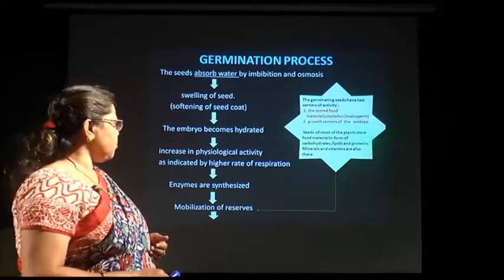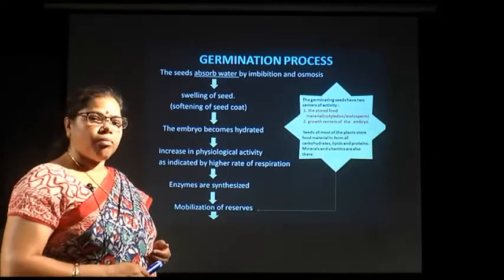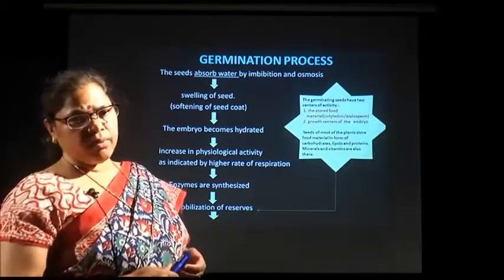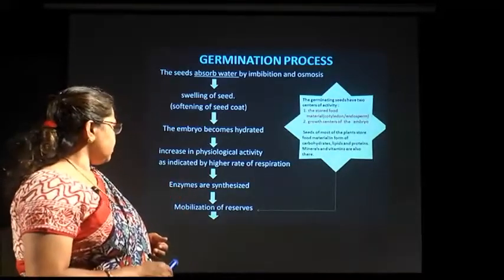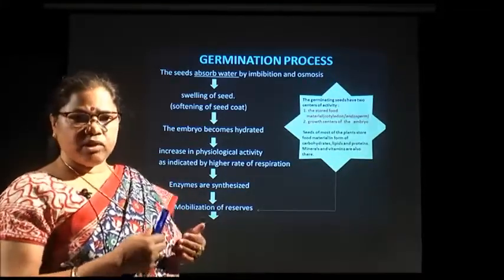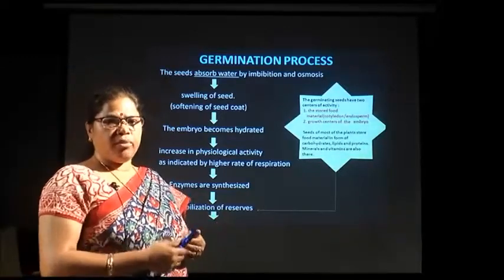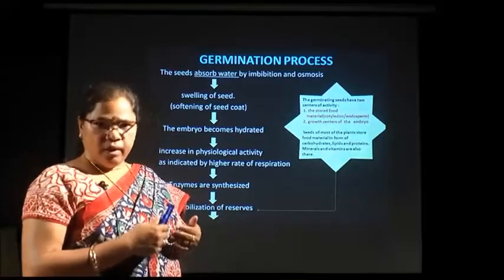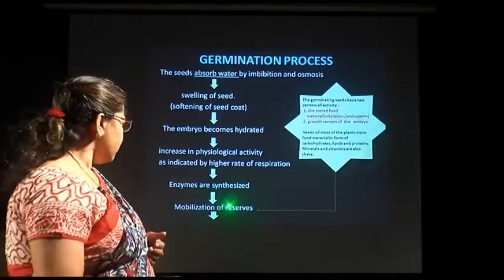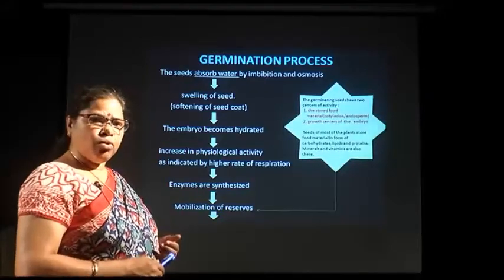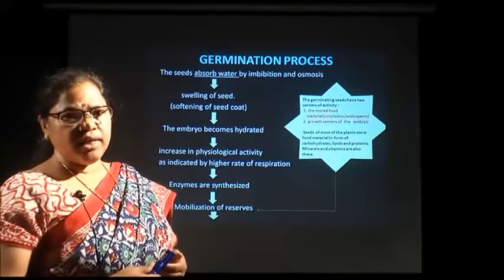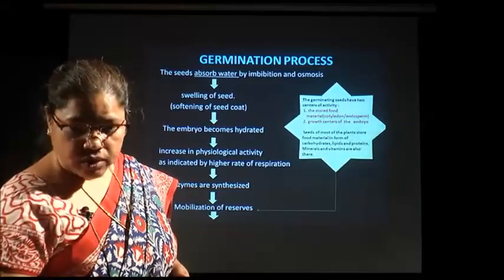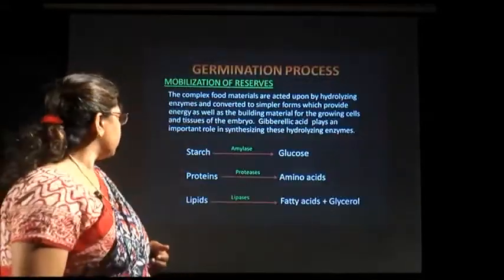Generally, the seeds of most plants store food material in the form of carbohydrates, lipids and proteins. Minerals and vitamins are also present. These carbohydrates, lipids and proteins are present in a very complex form, and they have to be converted into simpler, usable forms so that they can be utilized by the growing embryo. And this conversion of complex food to simpler food is known as mobilization of the reserves. This is a very important physiological aspect of the seed germination process.